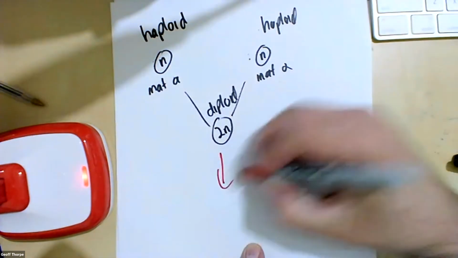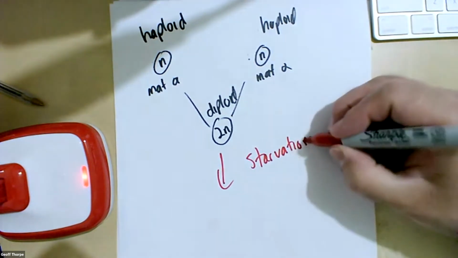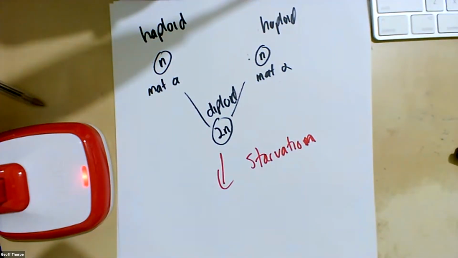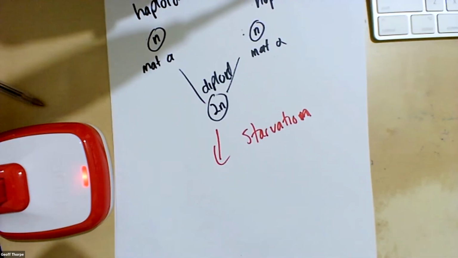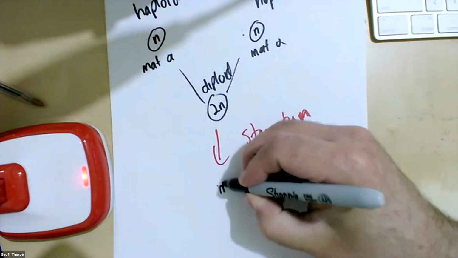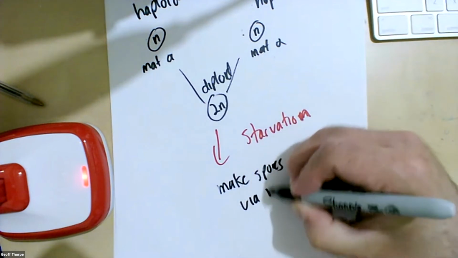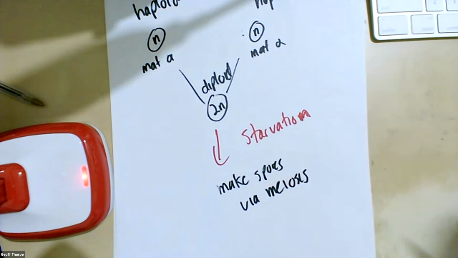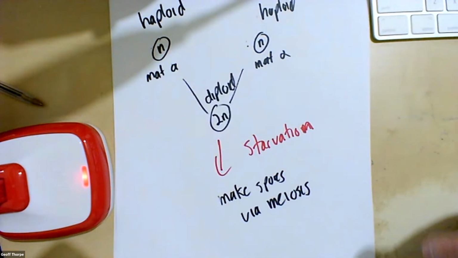But what happens if conditions change? If we start using up all of our media, it starts running out of food, and we get into starvation. Well, it turns out that starvation is then the trigger for it to make spores, to make spores via meiosis. So it gives you an elegant explanation as to why it may use budding and why it may use meiosis.